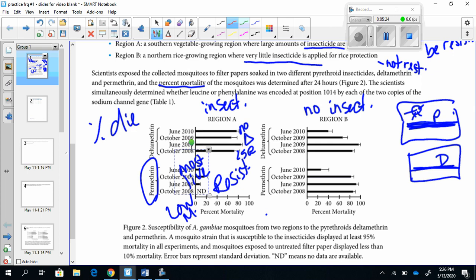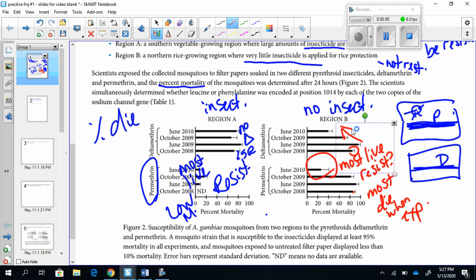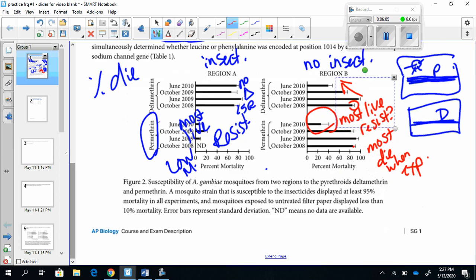All right, now let's go over to region B. I start off here with the P. Most of them die when exposed to the insecticide. But then look, this is unbelievable. In the end, most live. So I'm guessing, do they become resistant over this 2-year time period? All right, next one, same thing. Boom. I see this great decrease in mortality, so a higher chance of living in region B as long as you have this resistance. Okay, so it says susceptibility of mosquitoes from 2 regions to the P or D, the 2 different insecticides.